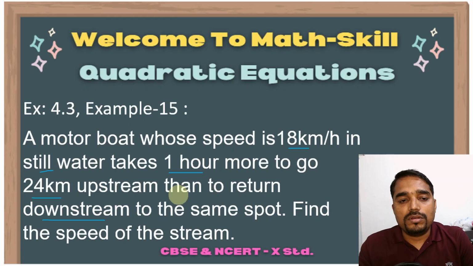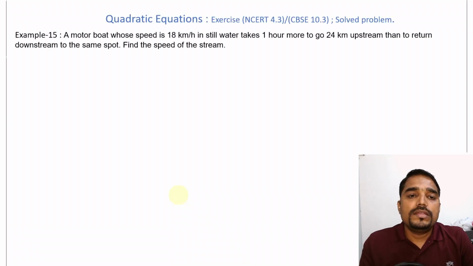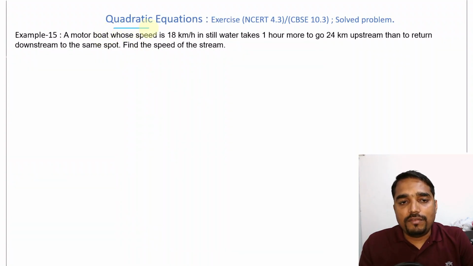Now let's note down the numerical and start the solution. I've noted down the problem. The expectation is that we will have to build a quadratic equation satisfying all the conditions here and solve that quadratic equation to find the speed of the water stream. Before starting the solution, let's understand the terms upstream as well as downstream.